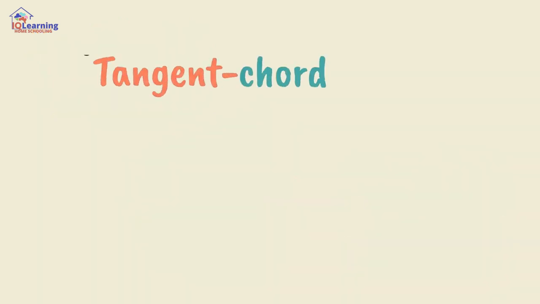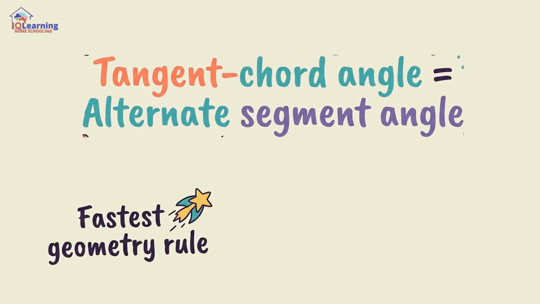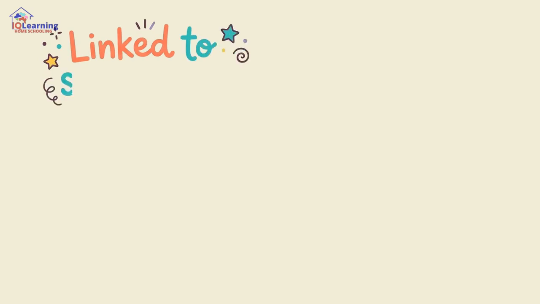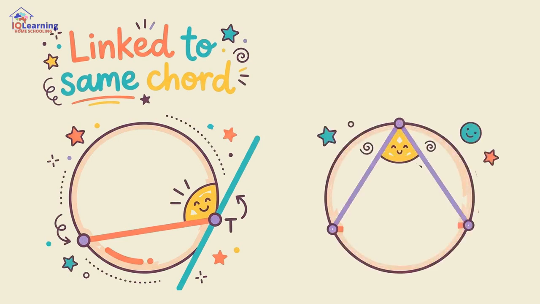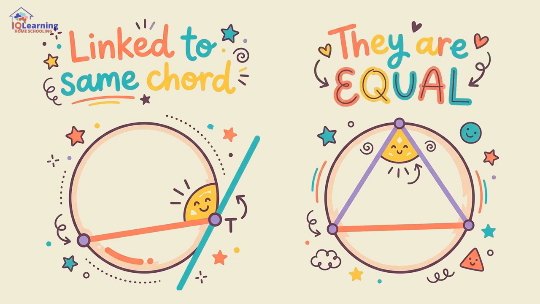The theorem says the angle between a tangent and a chord equals the angle in the alternate segment. This is one of the fastest geometry rules in circle theorems because there's no calculation, you just match the angles. Both angles are linked to the same chord. One angle is formed by the tangent and the chord at T, the other angle sits at the circumference on the opposite side of that chord. The theorem says those 2 angles are equal.